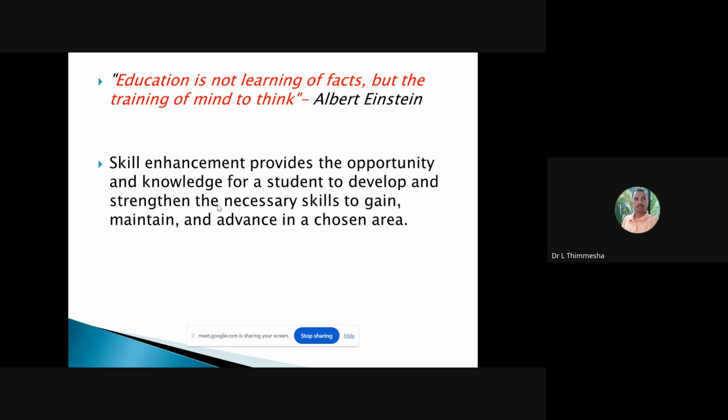My dear professors, education is not the learning of facts, but the training of the mind to think. See, what we are doing: most of us are concentrating on and forcing the students to acquire facts, but we are not training their minds to think. But communication will make them think. If they start to communicate, they start to think.